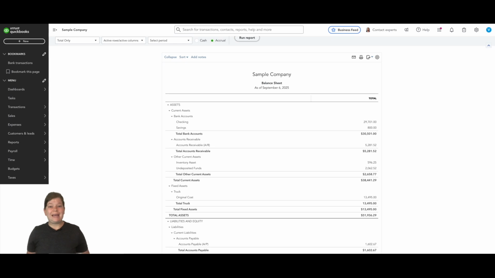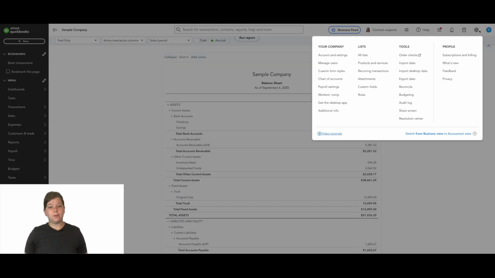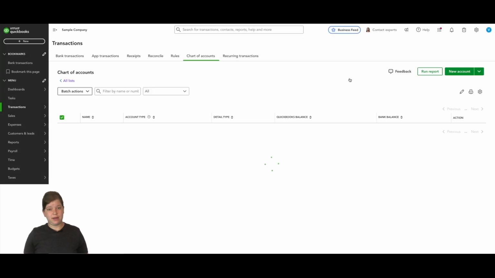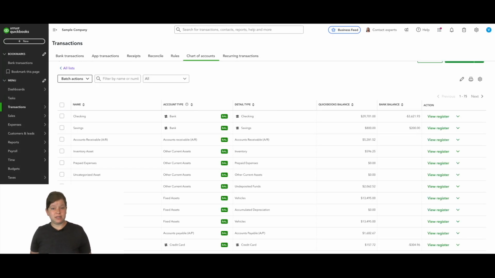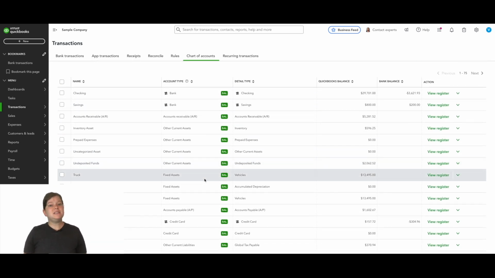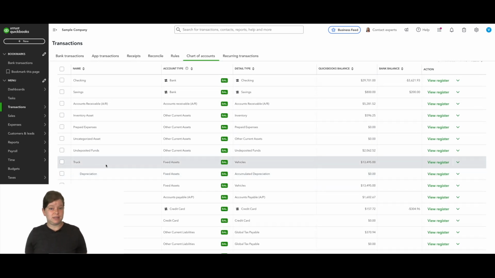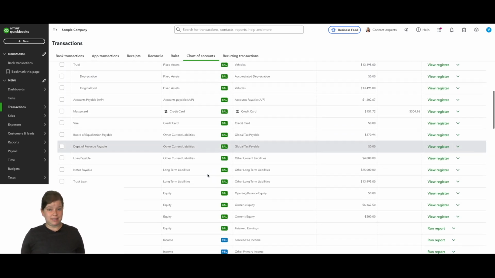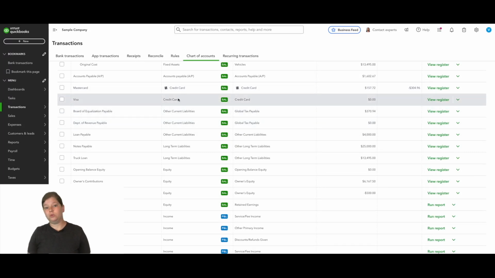So let's look directly at the chart of accounts here in QuickBooks. We're going to go up to the gear icon in the top right and click on the chart of accounts. All right, here's our full list of accounts. Up at the top, we're going to find our assets. These are our bank accounts, accounts receivable, or maybe some equipment or vehicles owned by your business. Next are our liabilities. Think of things like our credit cards, our loans, or accounts payable.